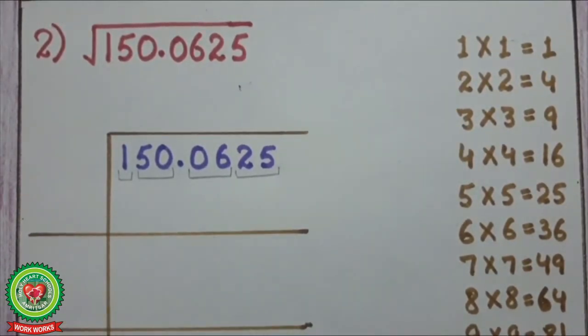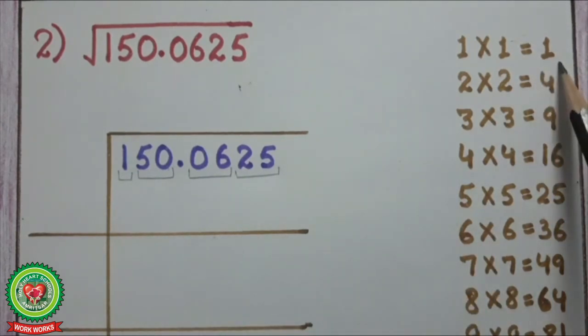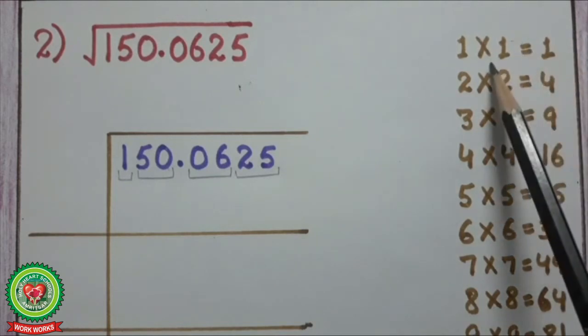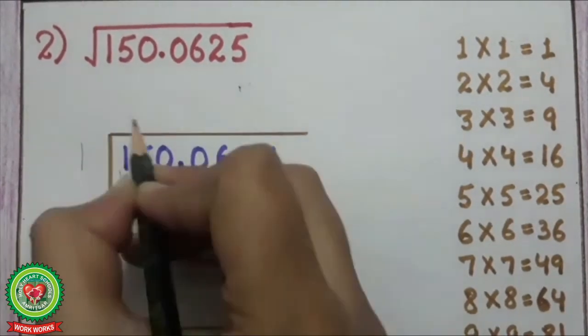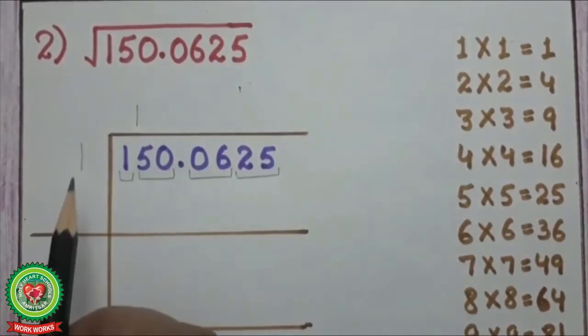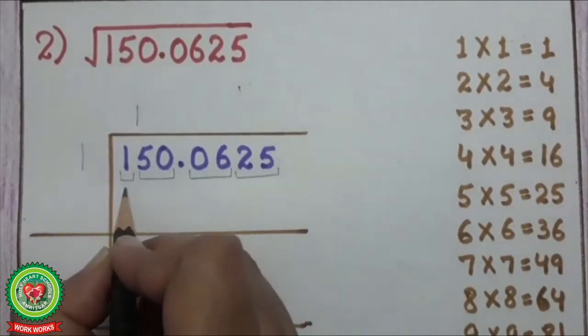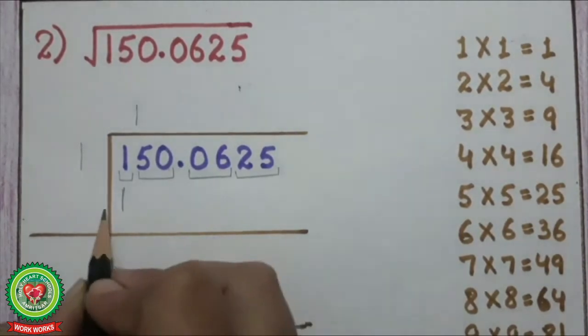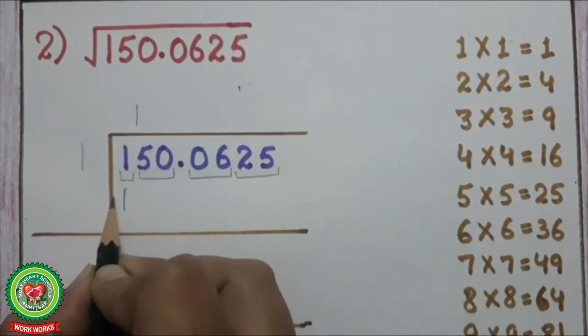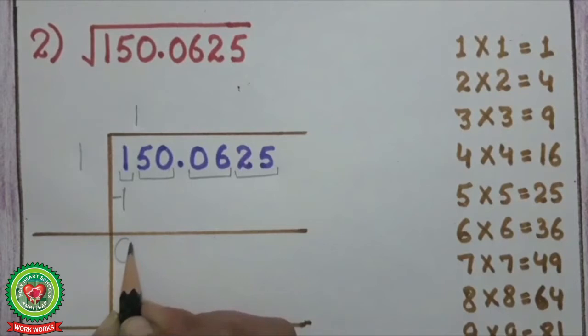Next step is to think about a digit which is either equal to the first pair or just less than the first pair. Here we are having just one digit, 1. On observing the square table, 1 is such a digit which is equal to 1 and 1 is the square of 1. So we will write down 1 at the place of the divisor as well as at the place of the quotient, such that 1 multiplied by 1 comes out to be 1, which we will write down under 1. Then our third step is to find the remainder. So we will subtract 1 from 1 and get the remainder 0.